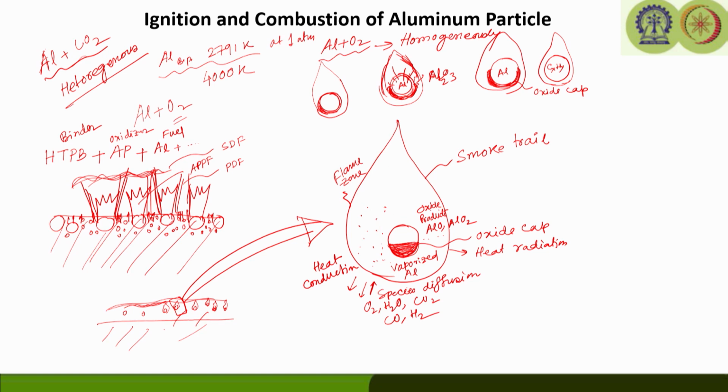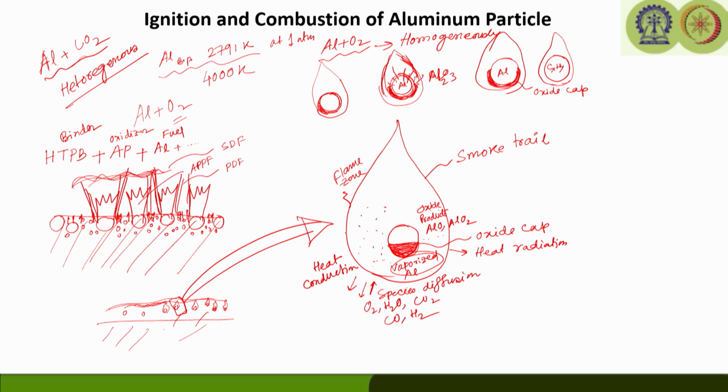The flame is somewhere distant from the particle surface, because as we said, the particle surface is going to vaporize and the vapor proceeds homogeneously. So, this is the vaporized aluminum which proceeds homogeneously in the gas phase and is going to burn at some distance from the particle surface, which is creating this envelope flame, and we can see the smoke trail also.